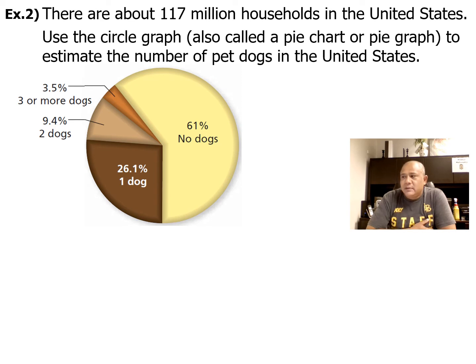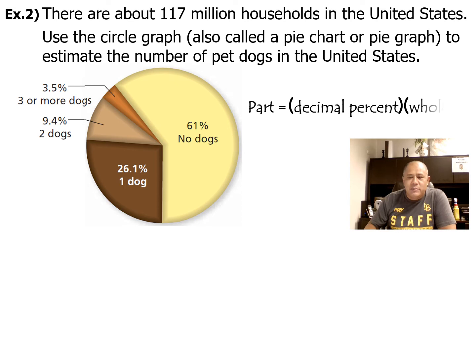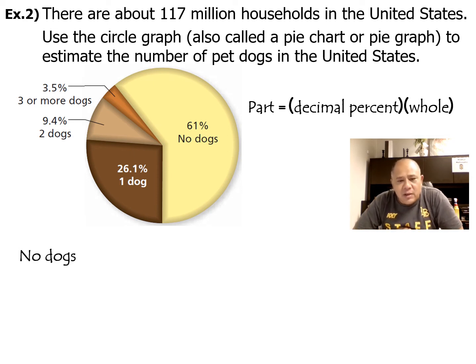Just like a pie is round and it's like a piece of the pie. So let's take a look. How do we calculate the number of pet dogs in the United States? So let's first take a look at the formula. I'm going to give you part equals decimal percent times the whole. So let's take a look at the households with no dogs. How many households have no dogs? So the first thing we have to do is put in the decimal percent.